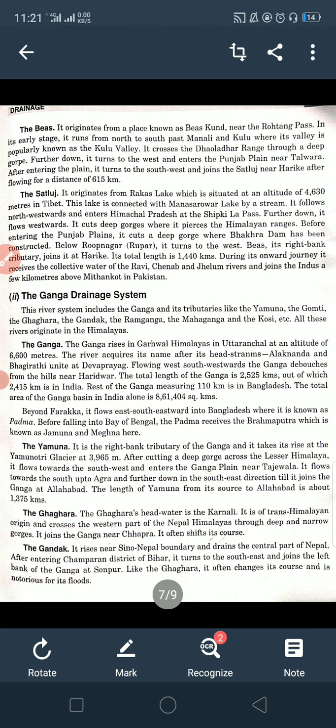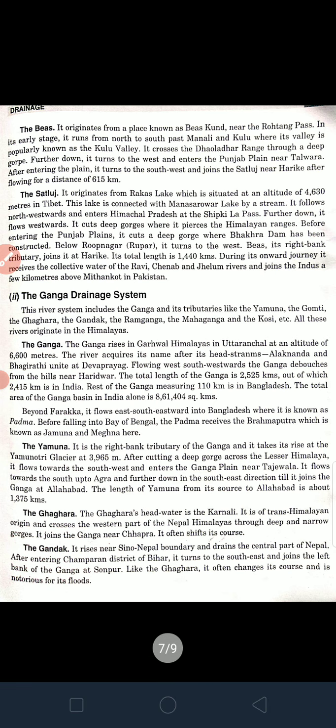Next comes the Ghagra. The Ghagra headwater is the Karnali. It is of trans-Himalayan origin and crosses the western part of Nepal Himalayas through deep and narrow gorges. It joins the Ganga near Chhapra. It often shifts its course, which means it does not have a fixed path. It's a trans-Himalayan river and flows from the western part of Nepal Himalayas through deep narrow gorges.